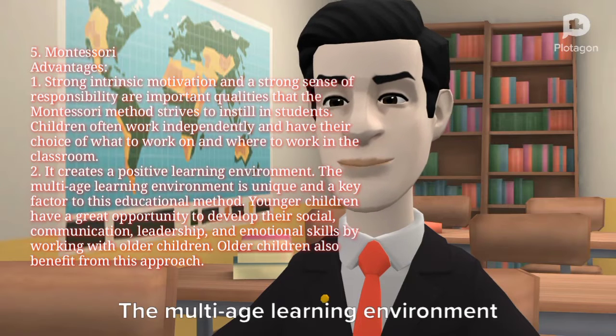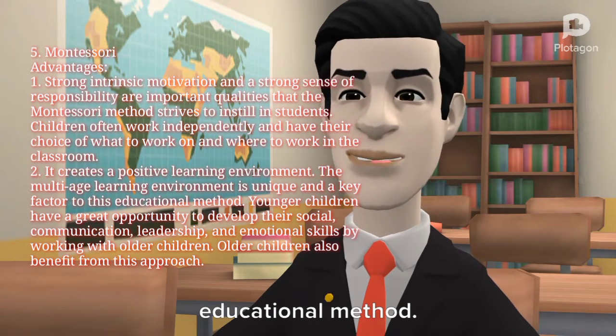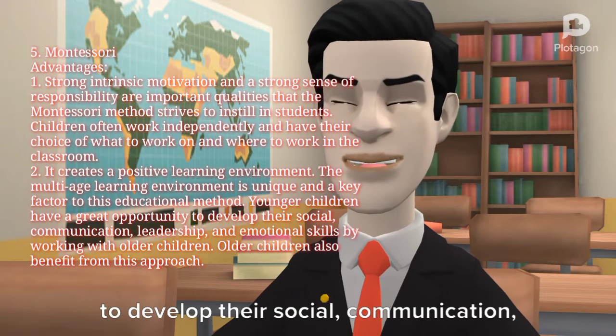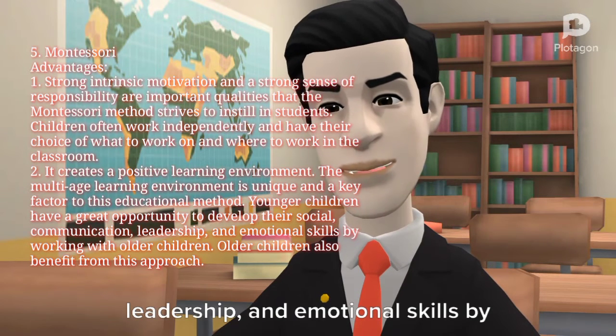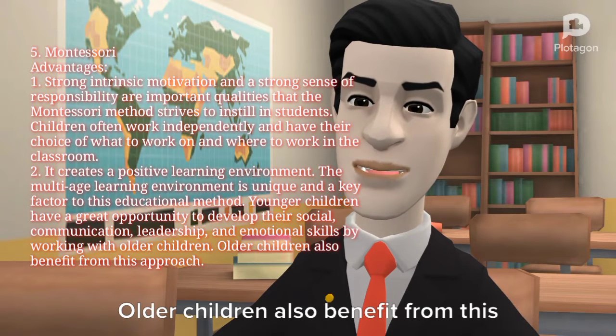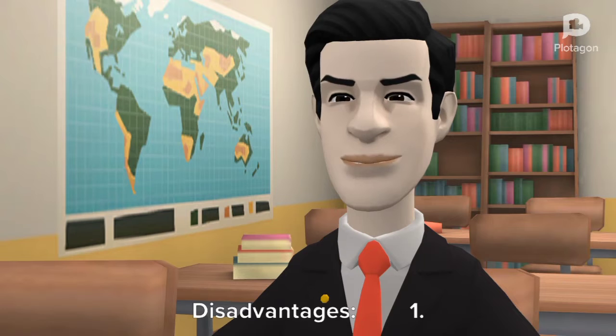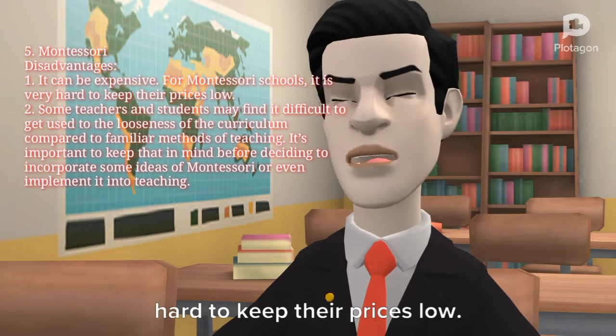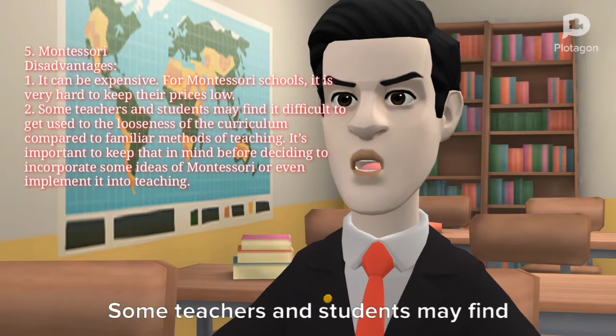The multi-age learning environment is unique and a key factor to this educational method. Younger children have a great opportunity to develop their social, communication, leadership, and emotional skills by working with older children. Older children also benefit from this approach. Disadvantages. 1. It can be expensive. For Montessori schools, it is very hard to keep their prices low.